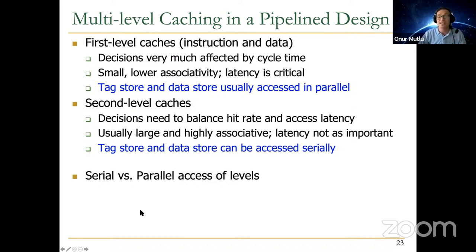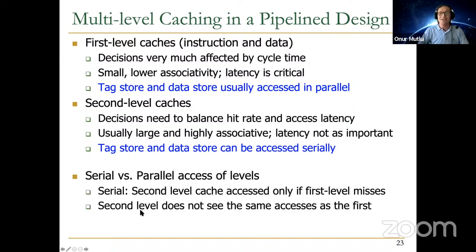The next question is, of course, serial versus parallel access of levels. Do you actually start the second level cache access until you know the first level misses, or do you do it speculatively early on? Okay. Usually you start the next level access after you have an indication of whether the first level is going to miss or not, so that you can save energy. But if you're likely going to miss, you may start the next level access earlier. You may actually do a prefetch request to the memory system.